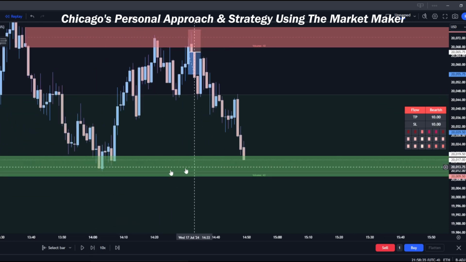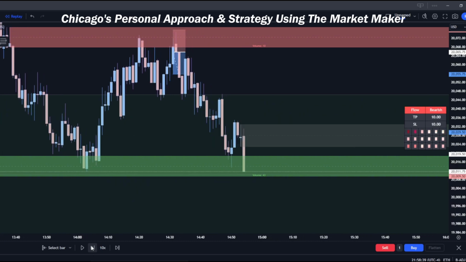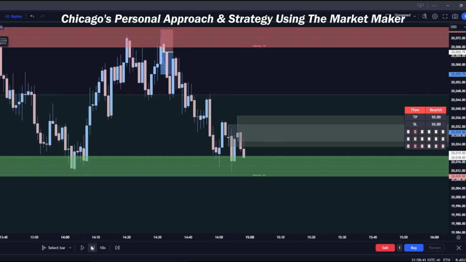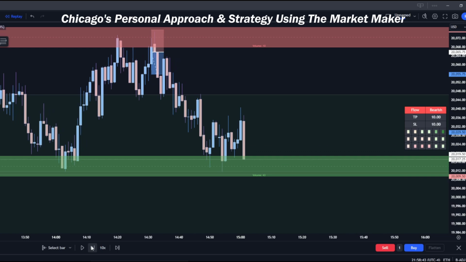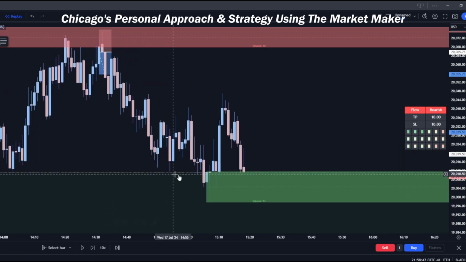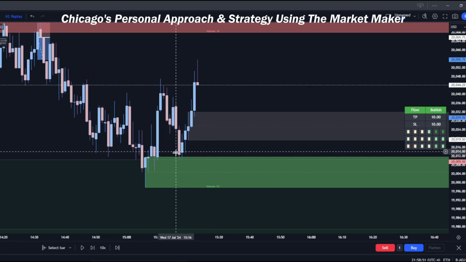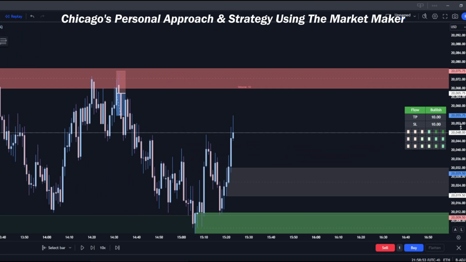So we test this level again. Unfortunately, I'm not looking for anything because we already took a play, but what a surprise, we bounce off it again. So we come into this new area. I don't really see a setup. But we bounce regardless, as you can see.